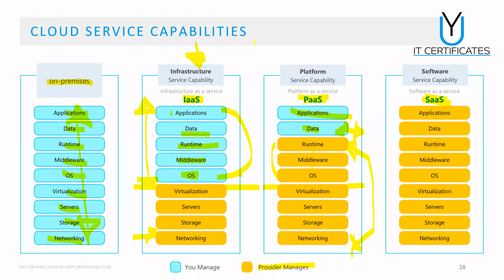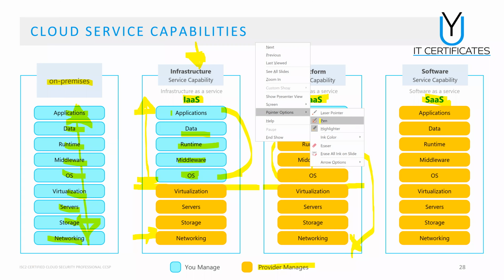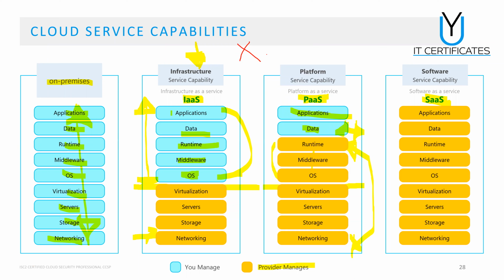Now in the cloud, you will hear about XaaS. This is called everything as a service. Here we mention IaaS, PaaS and SaaS: software as a service, platform as a service, infrastructure as a service. In the cloud service provider, we are saying XaaS, everything as a service. Virtually, whatever service you host in the on-prem data center can be hosted in the cloud service provider.